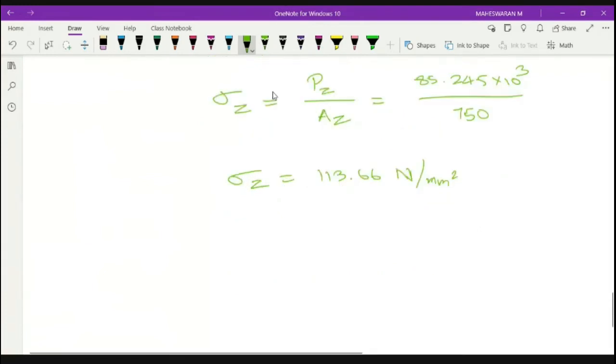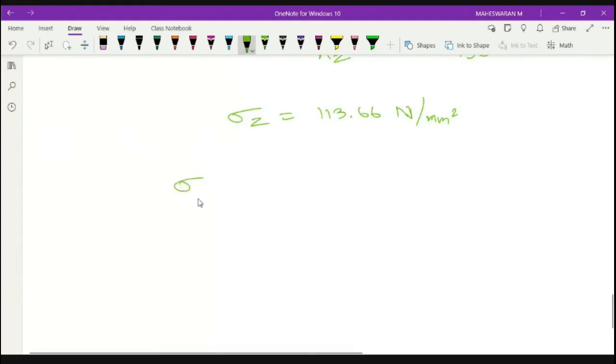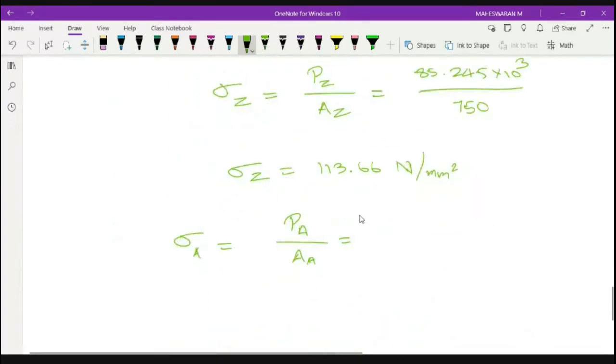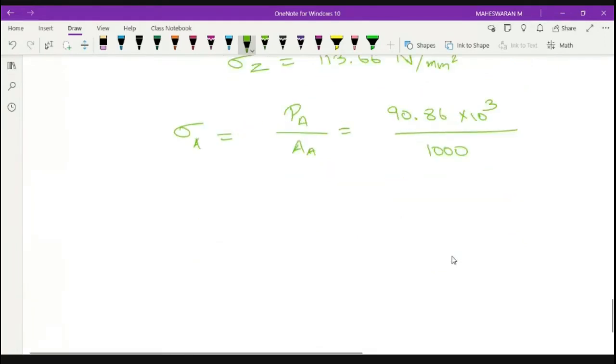Okay, good. Next, last, stress for aluminum. Same: force by cross-section area. So force for aluminum is 90.86 into 10 power 3, divided by 1000. So what will I get? I will get 90.86 Newton per mm square. Right, so these are my answers.